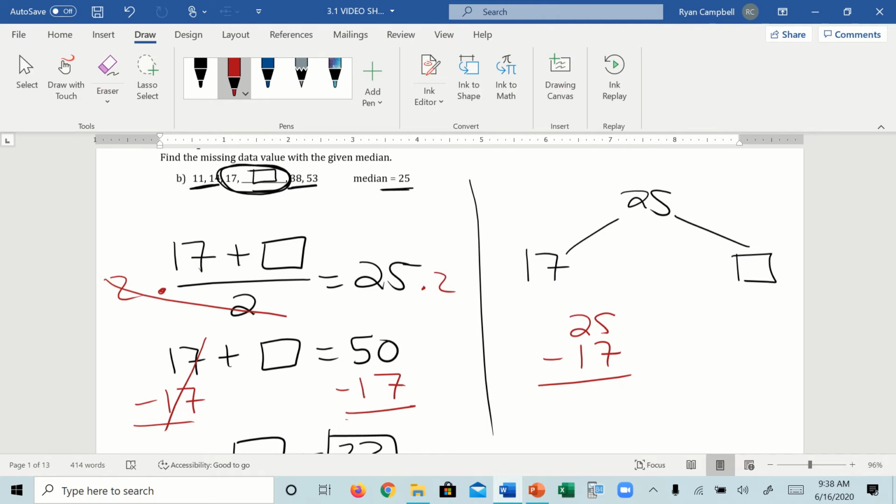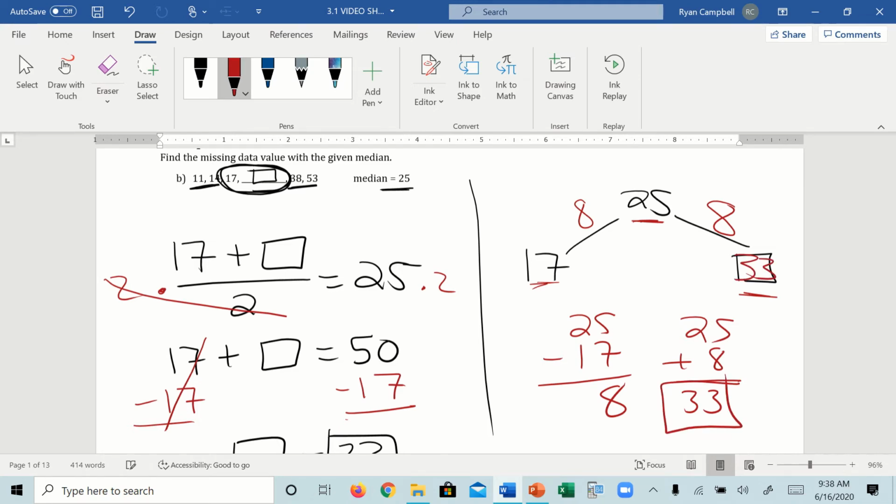25 minus 17 is 8. So there's 8 on this side, and if this number is right in the middle of these two, there should be 8 on the other side, right? So then what's 25 plus 8? Yeah, it's 33, which gives us our number. So like I said, a couple different ways of doing this. However way makes sense to you, do it that way. If you have a different way and you still got 33, awesome, do it that way.